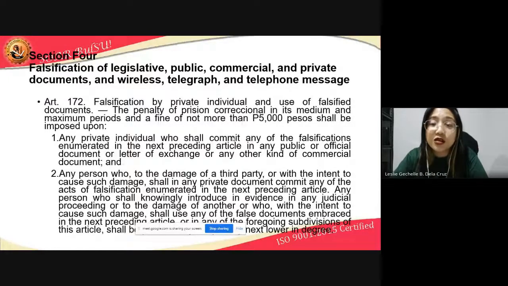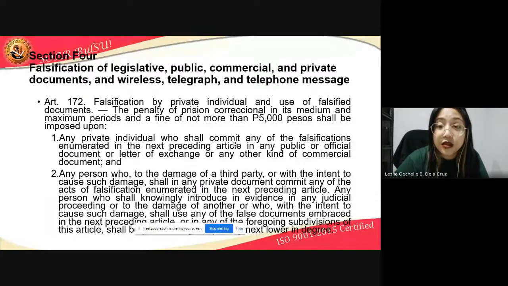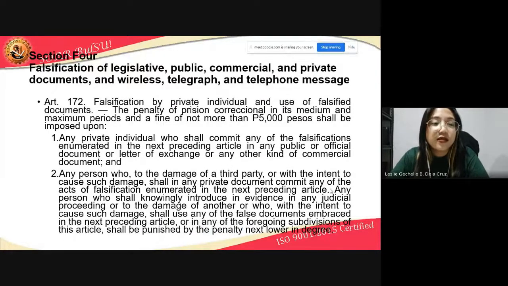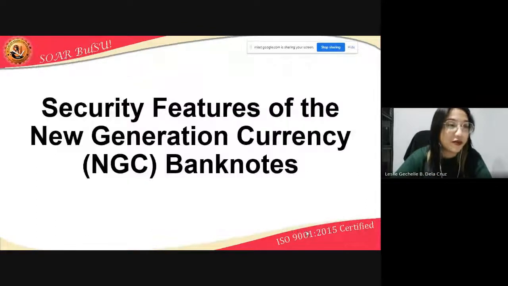And any person who, to the damage of a third party or with the intent to cause such damage, shall in any private document commit any of the acts of falsification enumerated in the next preceding article. Any person who shall knowingly introduce in evidence in any judicial proceeding or to the damage of another, or who with the intent to cause such damage shall use any of the false documents embraced in the next preceding article or in any of the foregoing subdivisions. Okay yan.